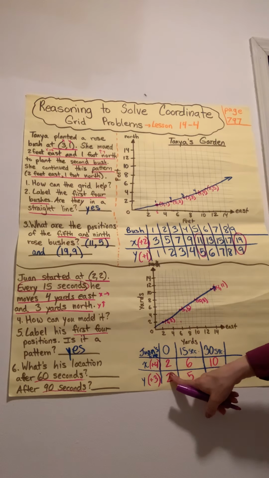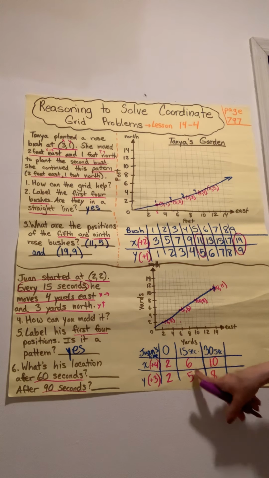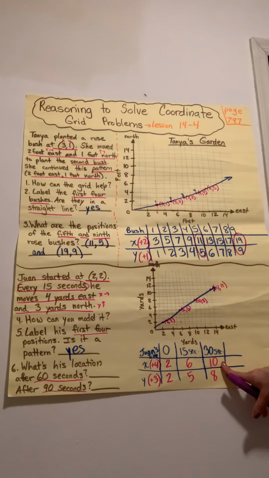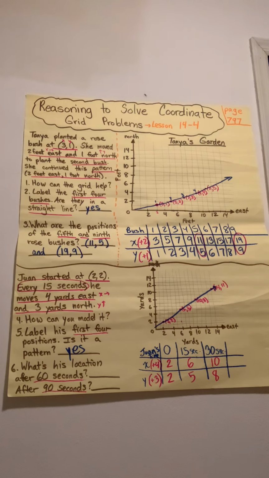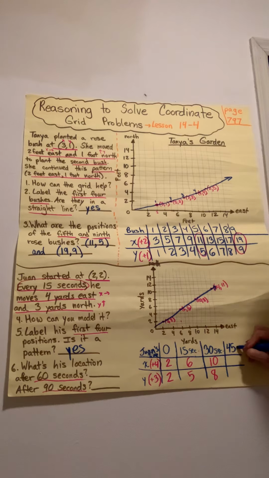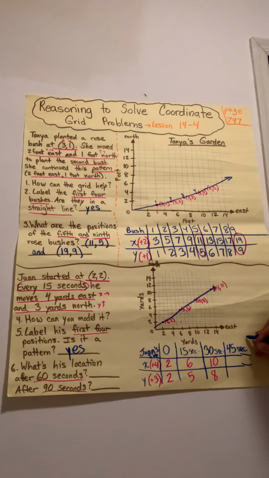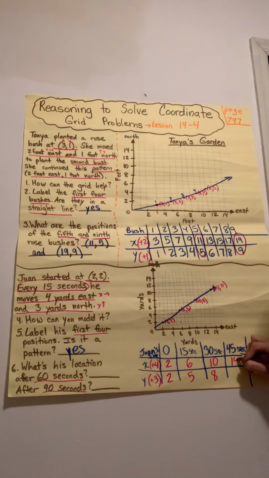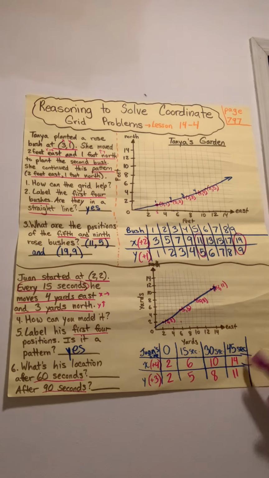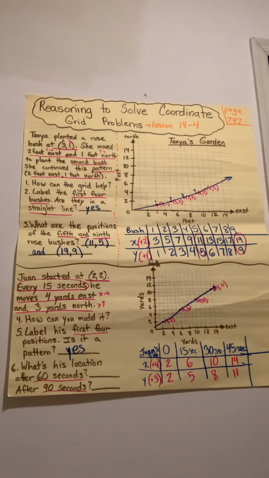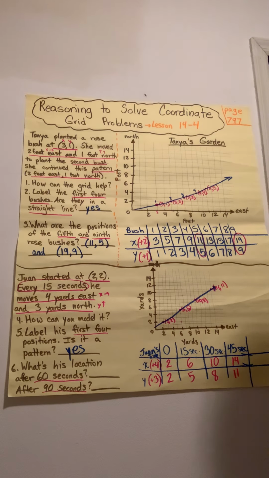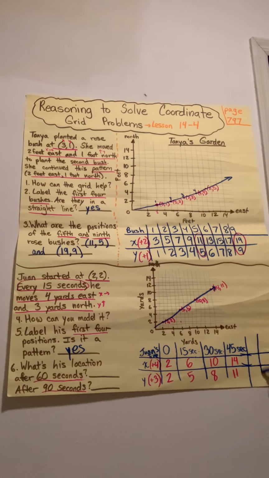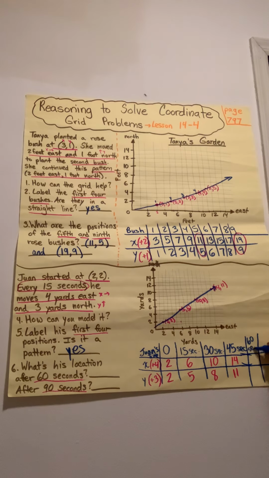So here's where he started. 15 seconds later, he did the plus 4 plus 3 and got here. Another 15 seconds later, so 30 seconds, he did the plus 4 and plus 3 and got here. Another 15 seconds would be 45 seconds. So now my last point is 14, 11. He did the plus 4 and plus 3. So the next 15 seconds, I need to extend my chart now. The next 15 seconds is the 60 seconds I'm looking for, because 45 plus 15 is 60.